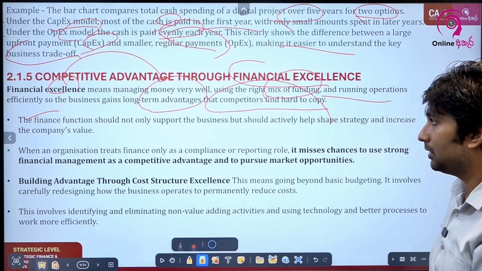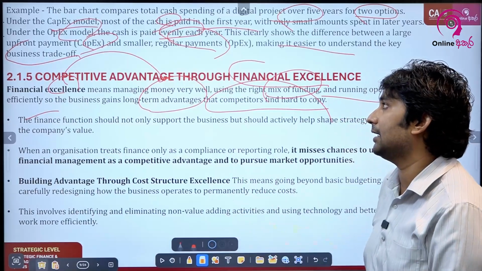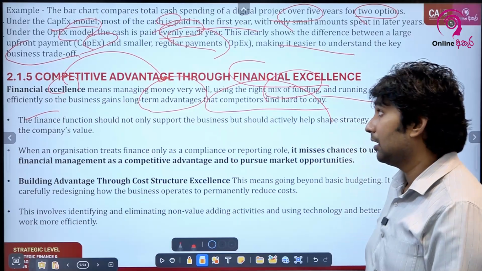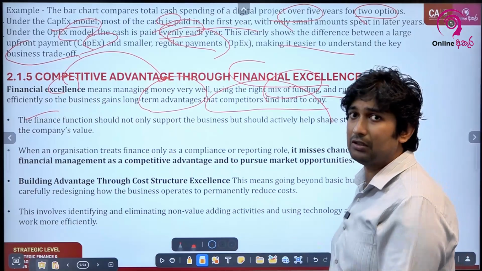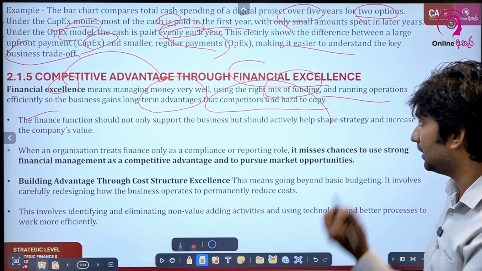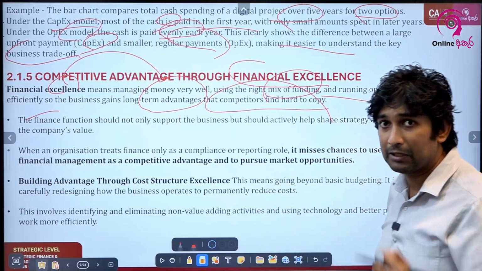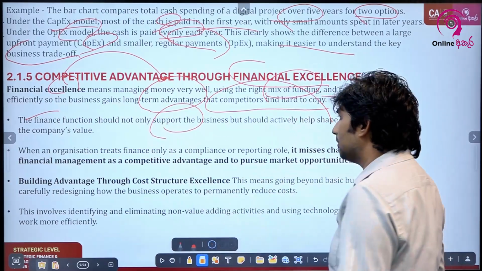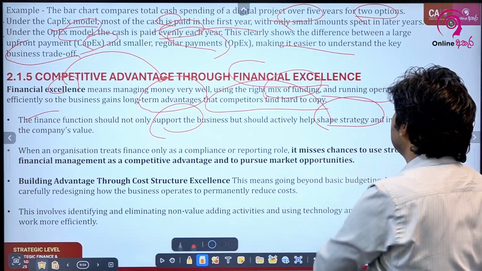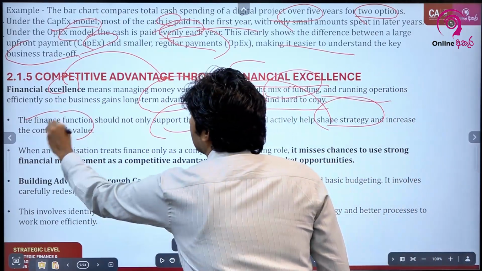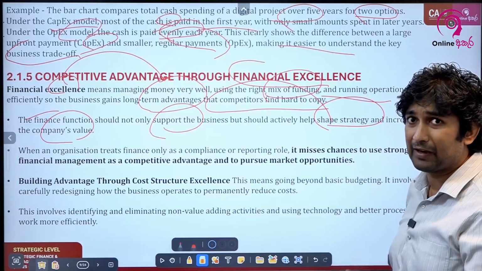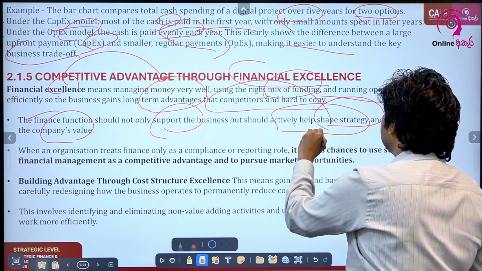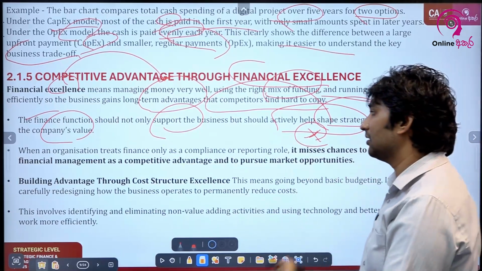Your financial department should also help the organization to gain a competitive advantage. Competitive advantage is not only the job of the marketers. Please remember this. The financial department of the organization also has a key role in achieving competitive advantage by financially driving the organization. The finance function should not be considered a supporting function, but should help the organization to develop strategies and to increase the value and the long-term wealth of the organization. The finance division is not just a reporting division, but should actively contribute to the strategy development of the organization, which in turn increases the value of the organization.